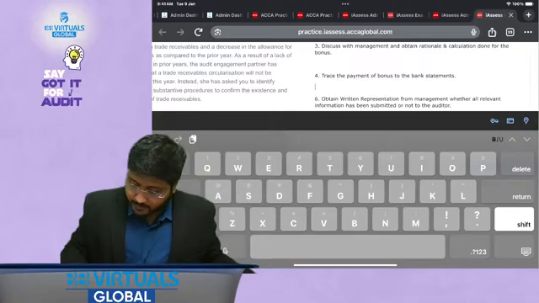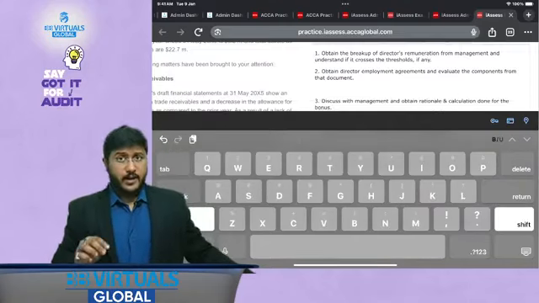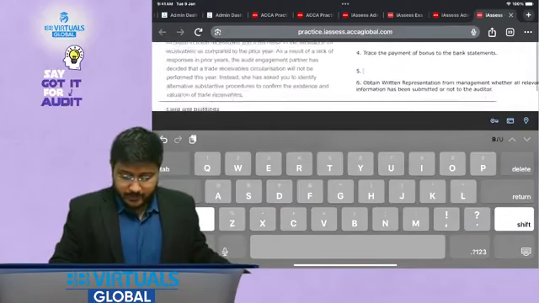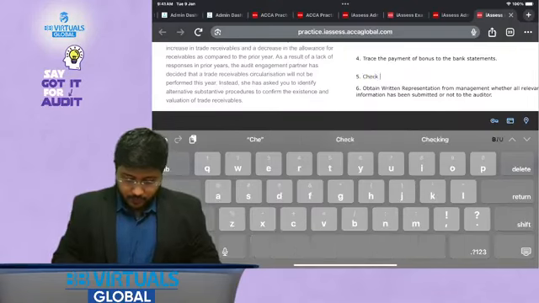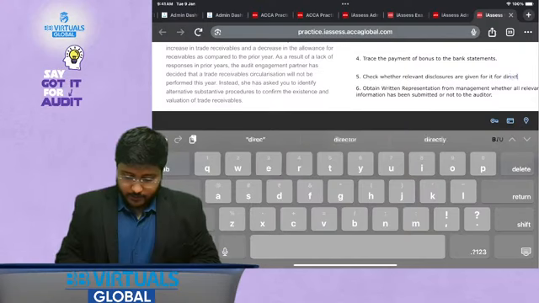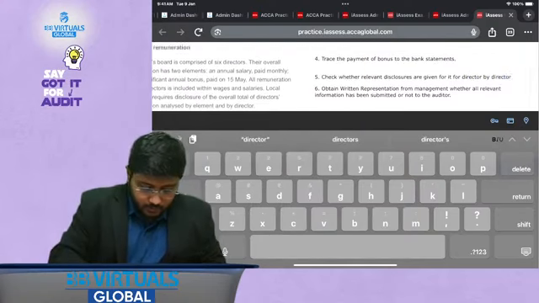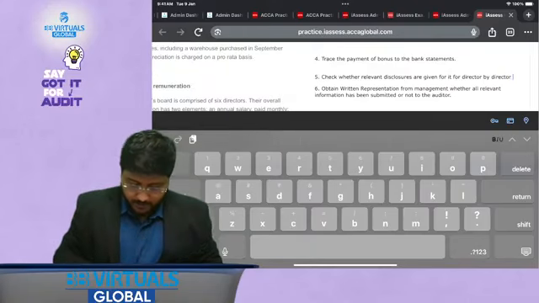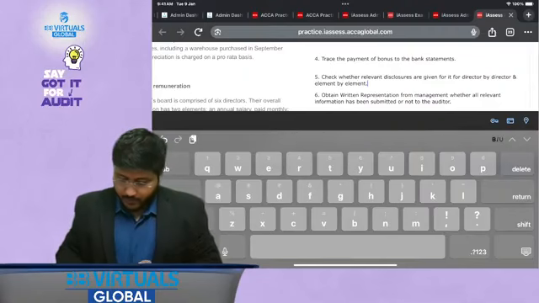And fifth, see, wherever I have given the differences in the form of spaces, you should always align your spaces appropriately. Okay, I'm writing on the iPad, that is why it is creating a little issue. Okay, so fifth one is check whether relevant disclosures are given or not for director by director, and element by element, whether that has been given or not. Okay, that is very, very important.